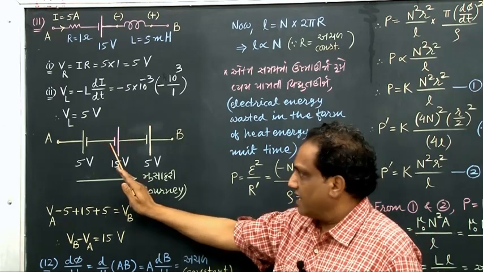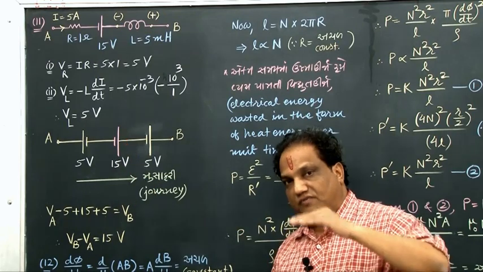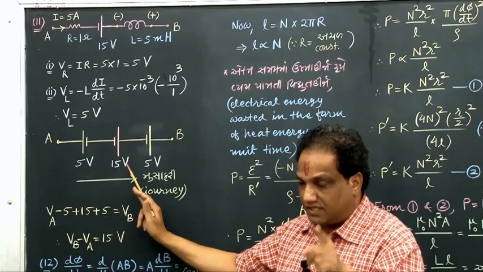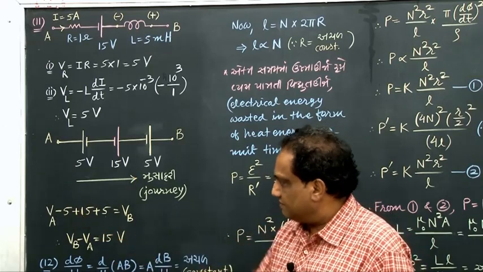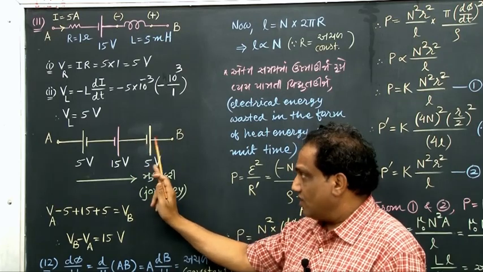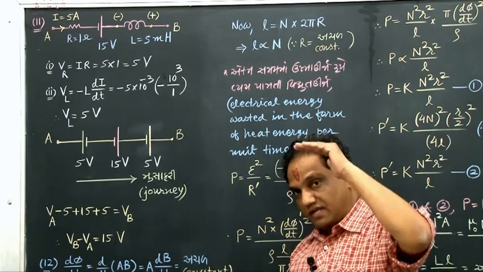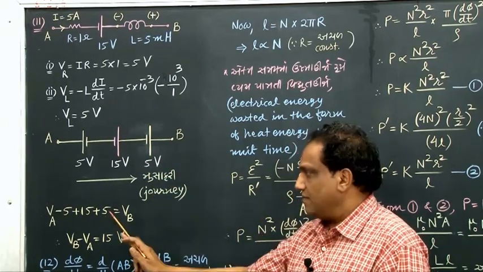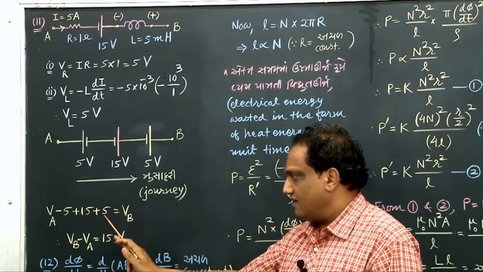You are going from negative to positive, so potential will increase by amount 15 volt. Because it increases, I am writing plus 15. When you go from this end to this end, here from negative to positive, potential will increase by amount 5 volt. Because it increases, I am writing plus. How much? 5.